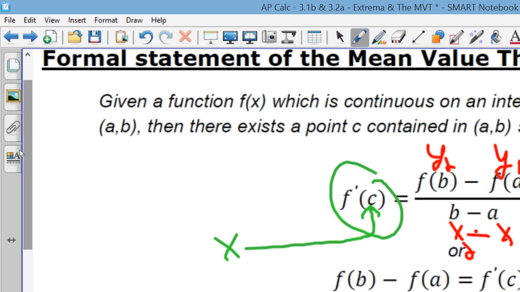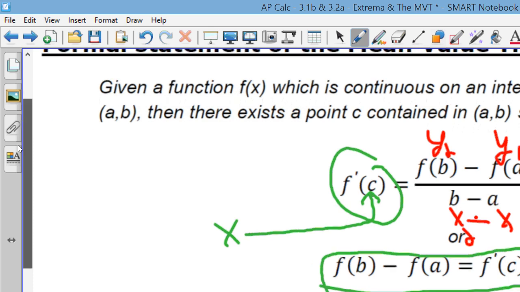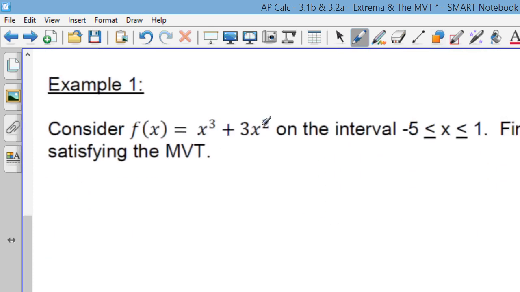Sometimes people also write it in this form. Just be aware of this. This doesn't matter. You don't need that. But it's like point slope form in a way: y minus y, and then the slope, and then x minus x. Don't worry about that green circle there on the bottom. So here's a concrete example. Consider this thing right here. This is a polynomial.